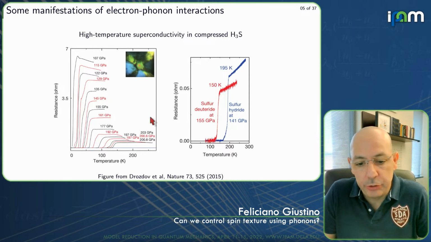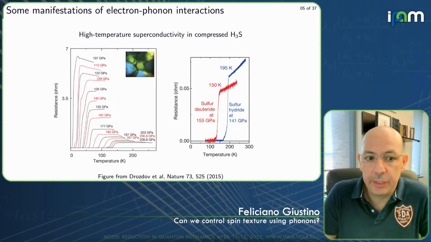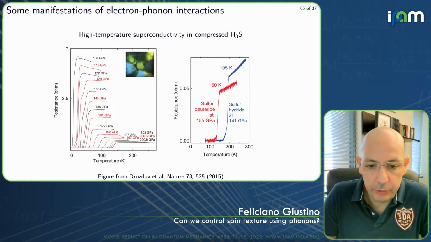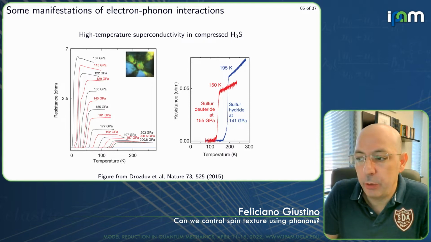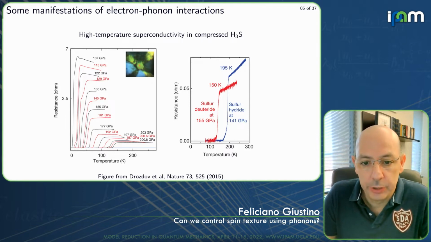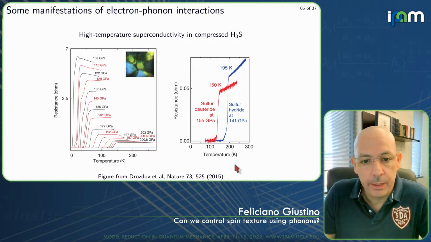And I'm showing this picture just because a few years ago, this really changed our way of thinking about superconductors, because until then it was thought that phonons can only give rise to very low temperature superconductivity. But this work, and also subsequent works by the same authors and others, have shown that one can now reach even room temperature superconductivity using ultra high pressure.